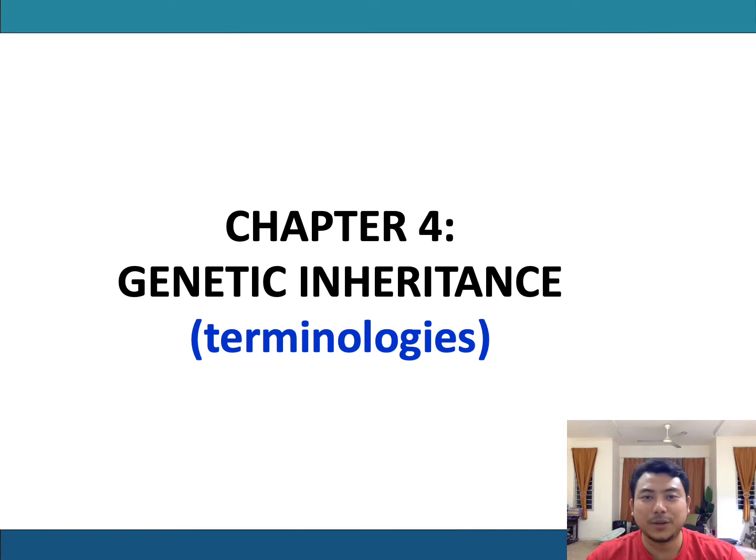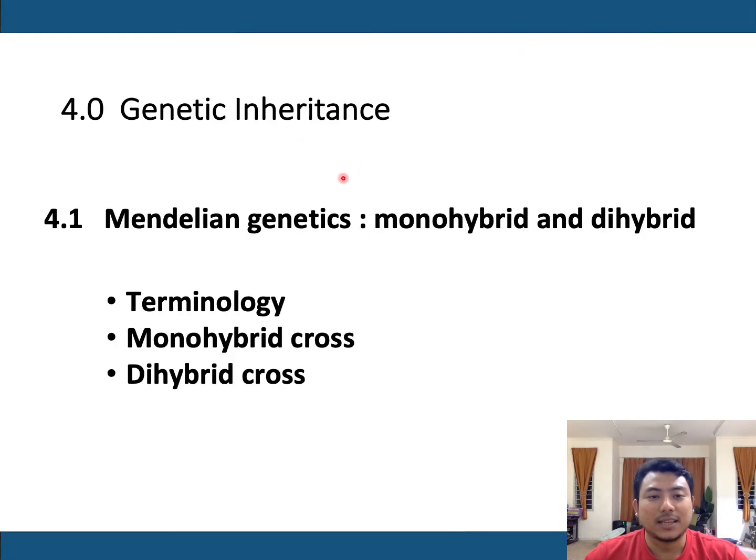Okay, in this video, we're going to discuss chapter 4, which is genetic inheritance, and specifically the terminologies used in this chapter. Let's check it out. For 4.1, we're going to discuss later about Mendelian genetics, about monohybrid and dihybrid. But in this video, we're going to discuss the terminologies used, whereas monohybrid and dihybrid crosses will be discussed in the following videos.